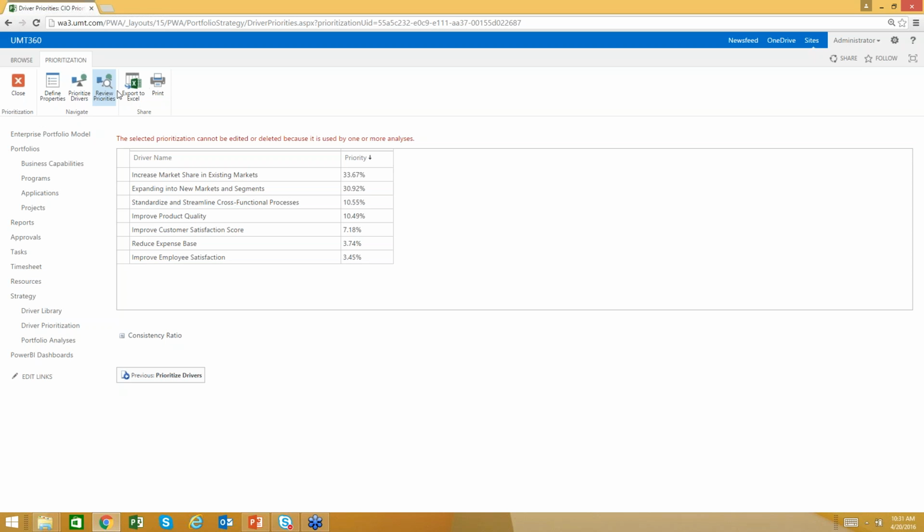Now, often organizations will define strategy, but then manually rank them, 1 to 7 in this instance. This relative score is important for two reasons. One, I can instantly tell that my top business driver with 33% of the weighting is 10 to 11 times more important when compared to my bottom business driver, improve employee satisfaction, with around 3% of the weighting.